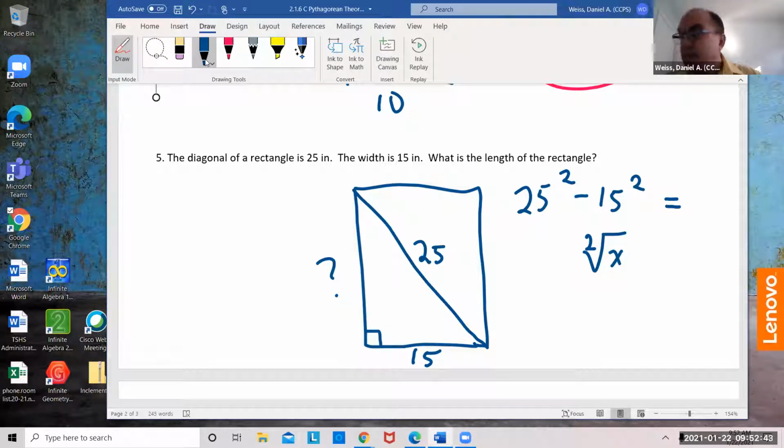25 squared minus 15 squared, hit equals, then hit square root, you get 20.